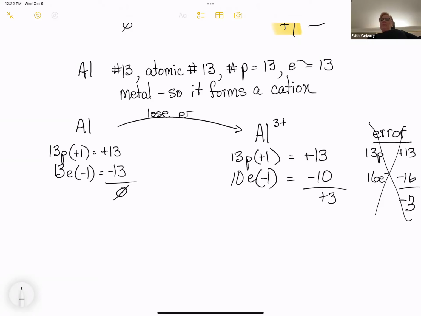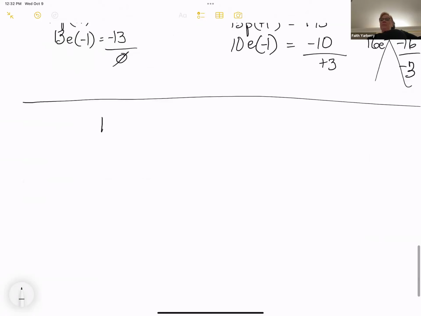For example, iron can have a 2+ charge, or iron can have a 3+ charge. I know it can have multiple charges because I did not list it. I only listed the ones that are always the same. If it's not listed, that means it can have multiple charges.